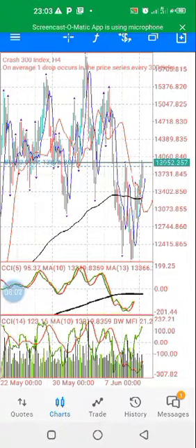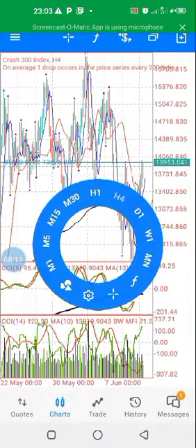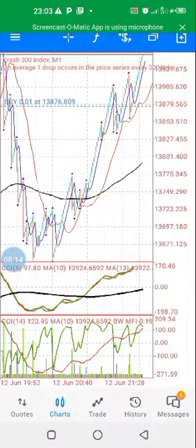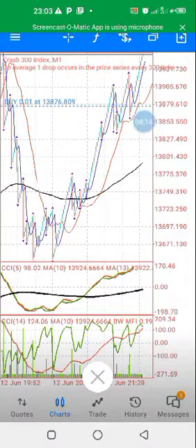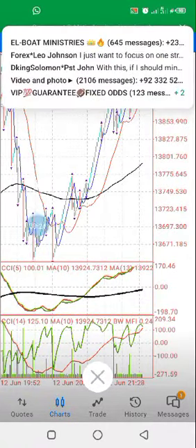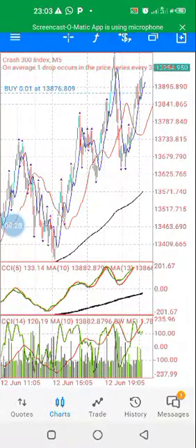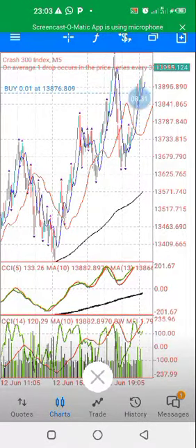Now the next thing you will check after you have confirmed from this window is this alligator, which is this blue line and this pink red line. You are going to check it from 1 minute. If you look at the 1 minute, you will notice that once the blue line crosses and faces up, it is a confirmation. But don't enter yet. You will go to 5 minutes and see if those two lines, this line and this line, are going upward. It means it's a confirmation for you to enter.